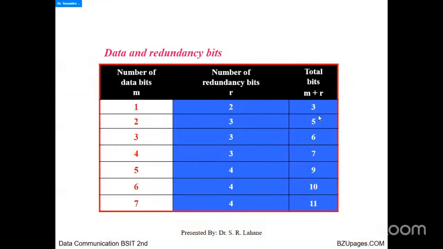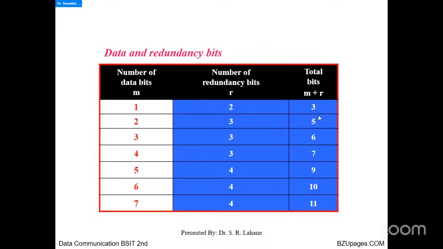So under this error detection method, we have data and redundancy bits, some combination of how many data bits we are using and how many redundant bits we need to append with that data. So this table gives a clear idea. If I consider only one data bit, I require 2 redundant bits. My total bit length is 3. Suppose I am going to send 4 data bits, then I need to append 3 redundancy bits.